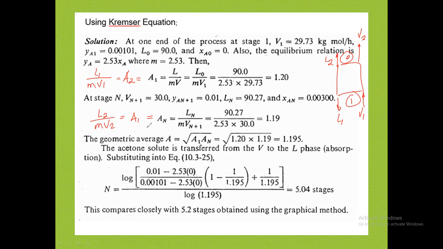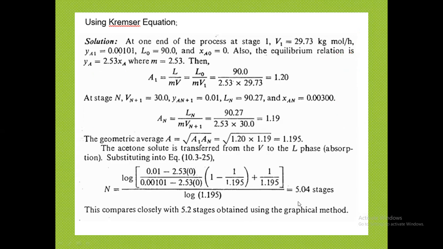Now, since you already have the A, all you need to do is substitute everything in the Kremser equation. In the case of gas absorption, you need the Y's here. And you have here the M, and this is X sub O. X sub O is 0 because we have pure water as our solvent. And you have 1 minus 1 over A. So this is your geometric mean of the A. So your number of stages is 5.04.